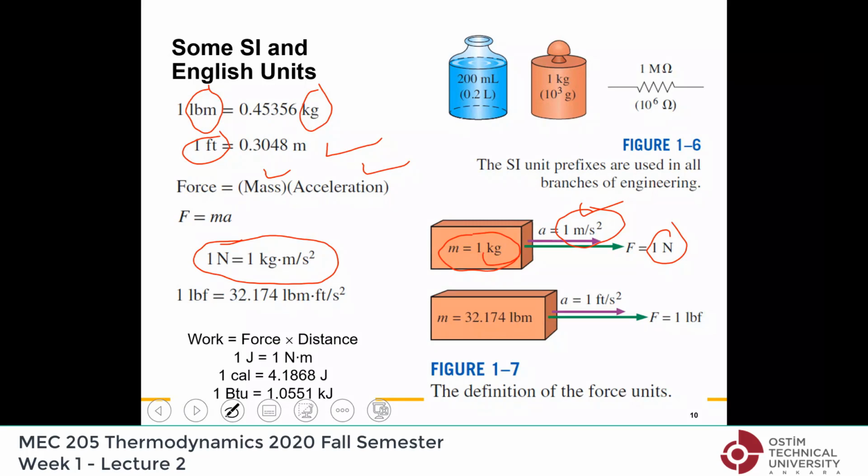Now work, again, from high school, you remember, work is force times distance. And the force unit is Newton, okay? Distance is meter. So the work unit will be naturally Newton meter. And we call Newton meter a joule, okay? So 1 joule is always 1 Newton meter. Just to keep in mind, 1 calorie is 4.1868 joules, okay? And 1 BTU is about 1 kilojoule there.